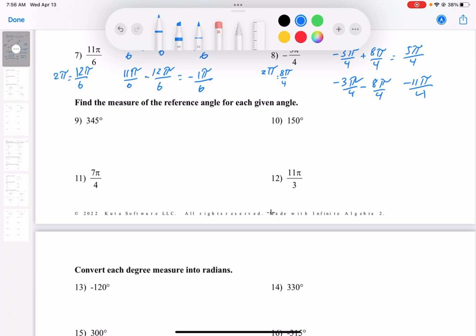Find the measure of the reference angle, 345 degrees. We're going to draw 345. We drop the vertical line to the x-axis. We're not going to do the exact trig values, but I'd like to draw that vertical line to the x-axis. That shows me the reference angle right in there. I'm at 345 and I've got to get to 360, so that's 15 degrees. Next, 150 degrees. Again, we draw it somewhere right in there and drop down that vertical to help us. I've gone 150 and I've got to go to 180, so that's 30 degrees. Those are the two reference angles.